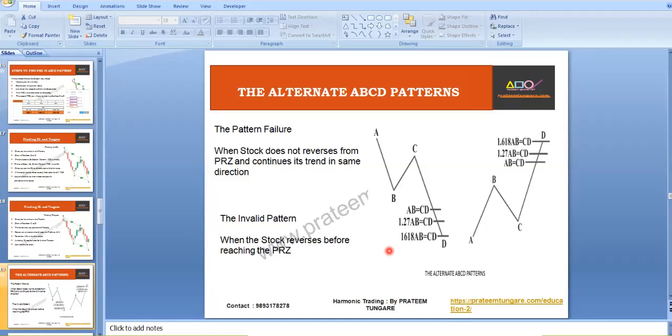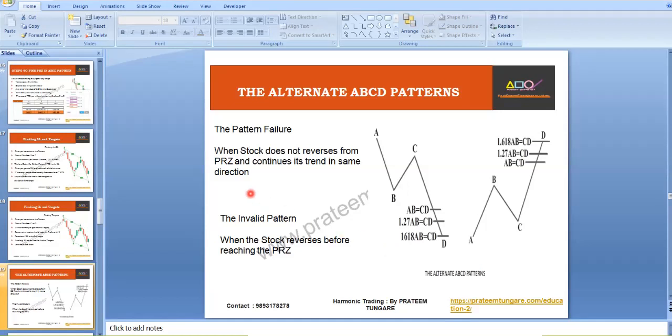Friends, in the previous lecture, we saw how to draw bullish ABCD pattern and bearish ABCD pattern. Today we will see the alternate ABCD patterns, but before that, we need to learn about the pattern failure and the invalid pattern.